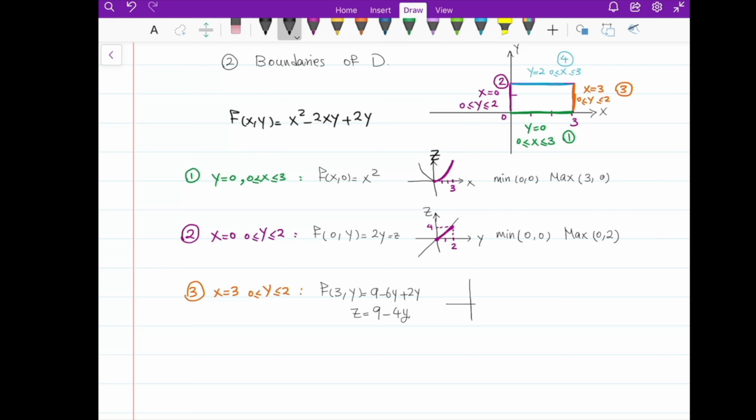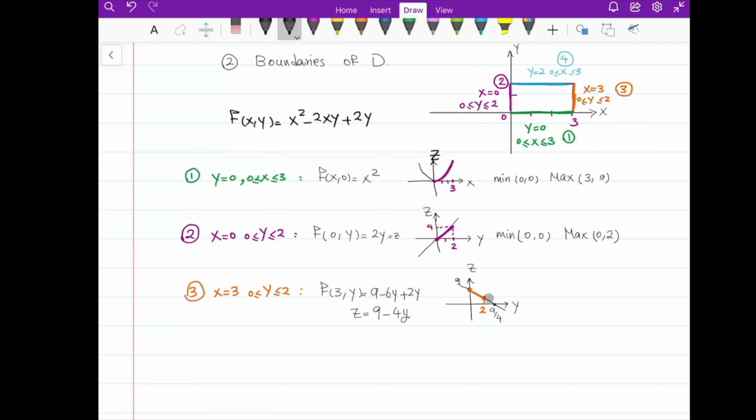It's still a line. Let me graph the line, y and then z. When y is equal to 0, z equals to 9. And then when z is equal to 0, y is equal to 9 over 4. Somewhere in here. Just assume that, for example, this line in here, 9 over 4. Okay, and y is between 0 and 2, so somewhere in here. Okay, just this part of the graph I need.